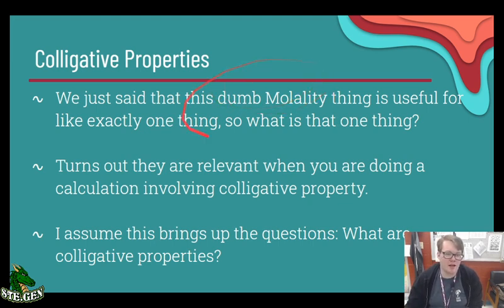And I mentioned that molality, which sounds like molarity but is slightly different, is useful for exactly one thing. So you may have been wondering, what is that one thing? It turns out it's relevant when you're doing calculations involving colligative properties, which brings up the question, what is a colligative property?